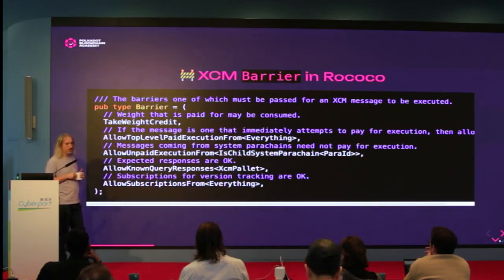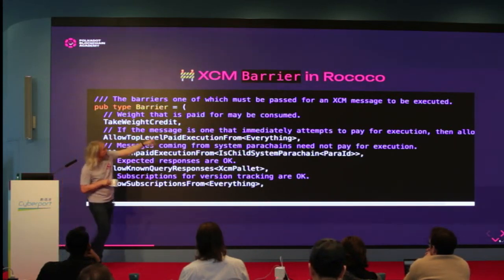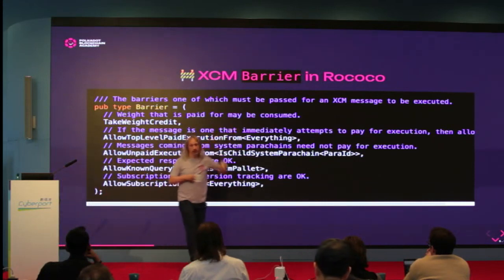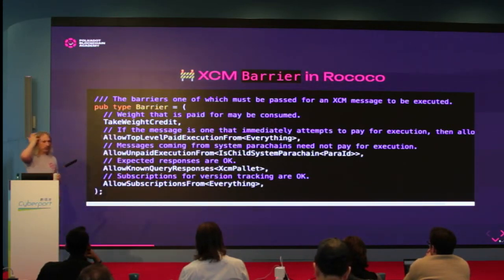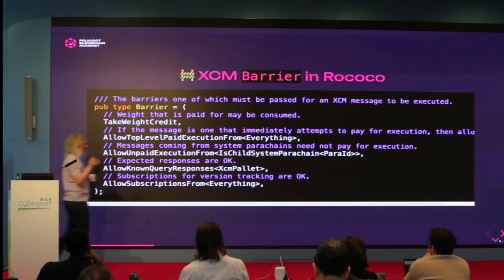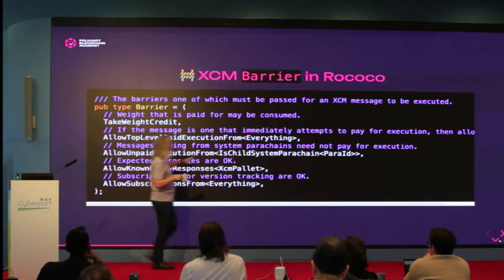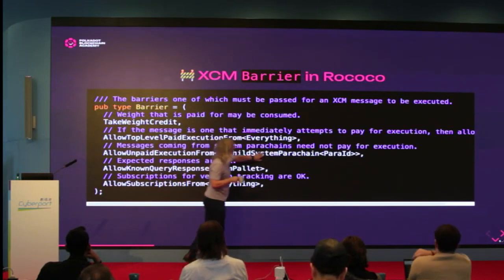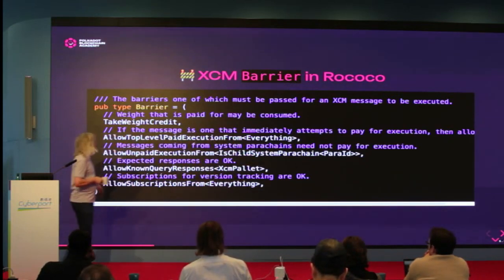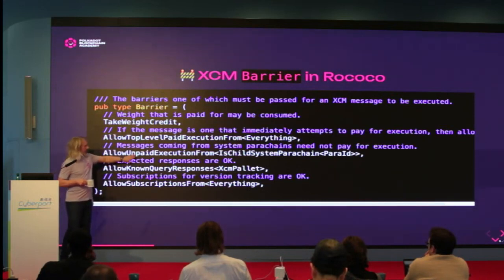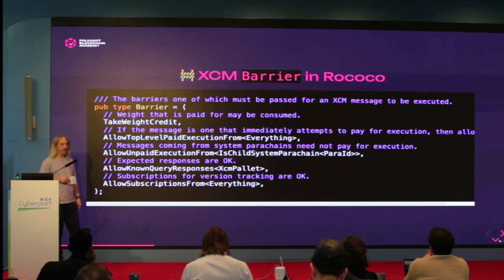Allow unpaid execution from system, child system parachains. So if this is the Rococo relay chain, it doesn't say that there, but it is. So we only care about child chains, not siblings or anything. And we're looking to see if they are system chains. If they're system chains, then we're going to allow them to have unpaid execution.